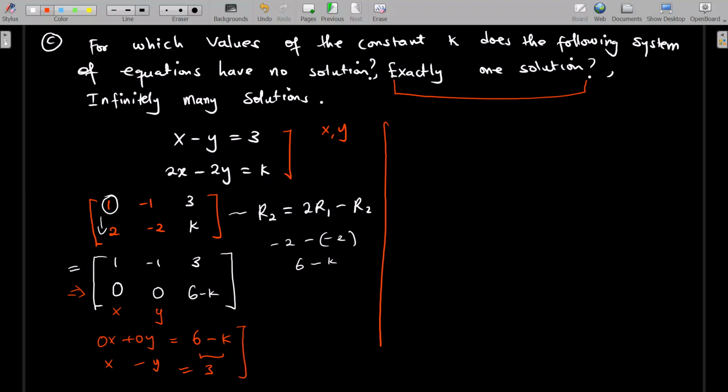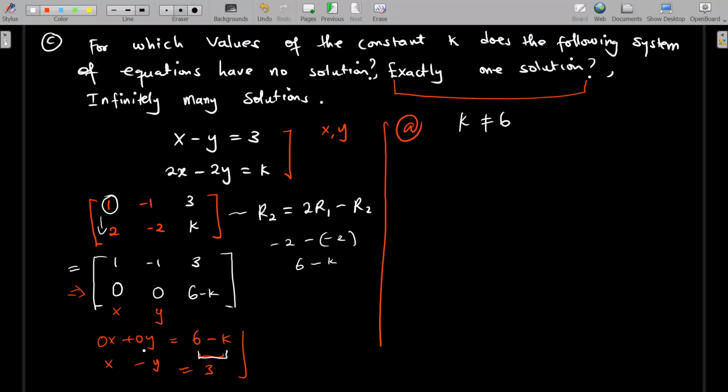Now let's answer the first problem. The first part is, when does it have no solution? It has no solution if k is not equal to 6. Now why am I saying if k is not equal to 6? I'm going to get a value here. If k is maybe 7, I'm going to have 6 minus 7, which is negative 1. It means that 0x plus 0y is negative 1, and it doesn't make sense. That means you have no solution.